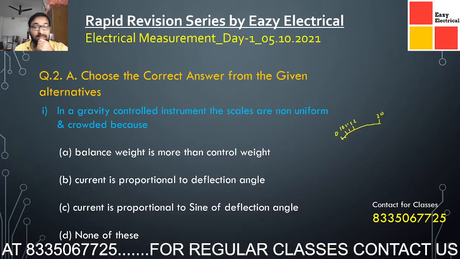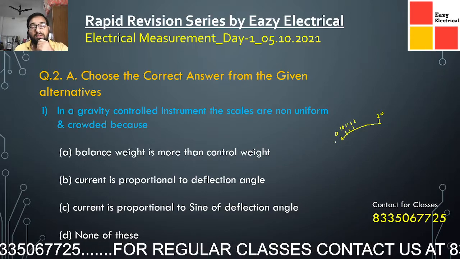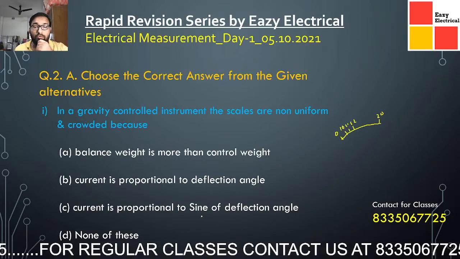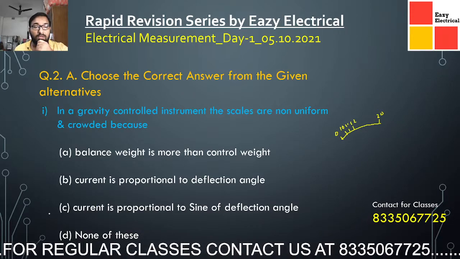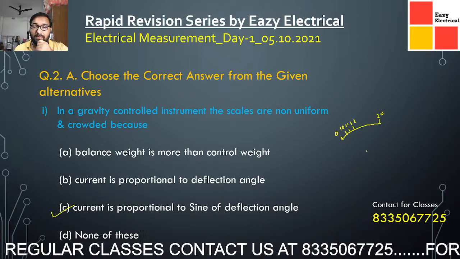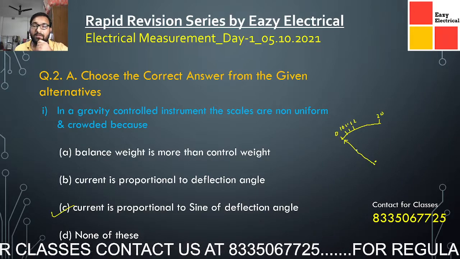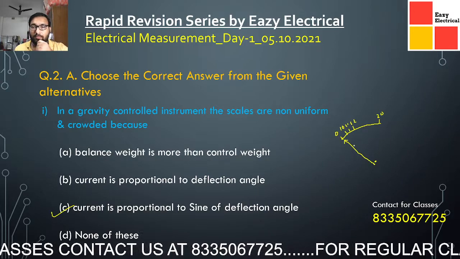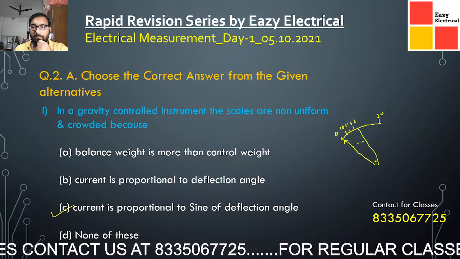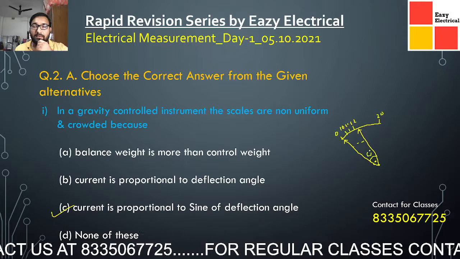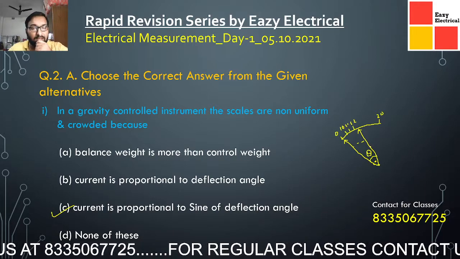This happens because the current is proportional to the sine of the deflection angle. Now the deflection angle means, suppose here is the pointer, and after providing a certain current the pointer has shifted to this position. So this angle is theta, that is the deflection of the pointer.